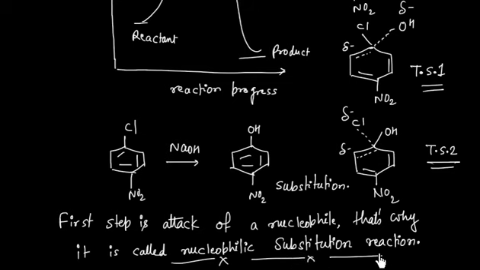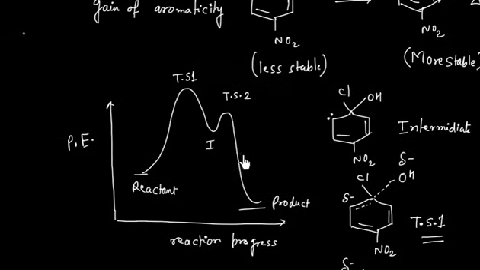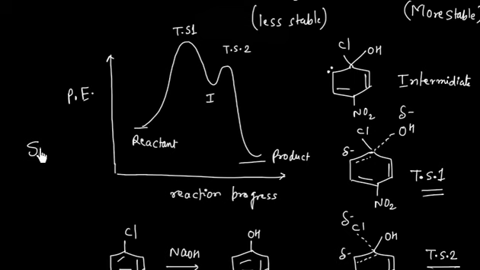So in this lecture we have discussed nucleophilic aromatic substitution, the addition elimination mechanism. The first step is loss of aromaticity, the second step is regaining of aromaticity, and we also said that if an electron withdrawing group is attached at the ortho or para position, it increases the rate of nucleophilic aromatic substitution. Nucleophilic aromatic substitution is also called the SNAr reaction, that is aromatic nucleophilic substitution.